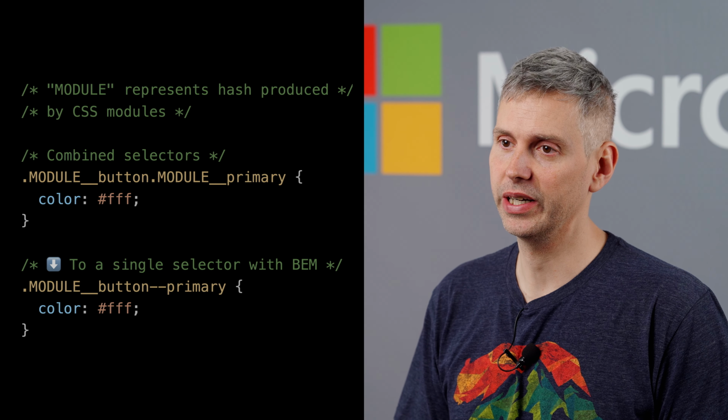But do CSS modules actually solve the specificity problem? Unfortunately, no. CSS modules will hash classes to avoid collisions with the global namespace, but the specificity problem is still there. But what if we combine BEM and CSS modules? That's quite a common practice.